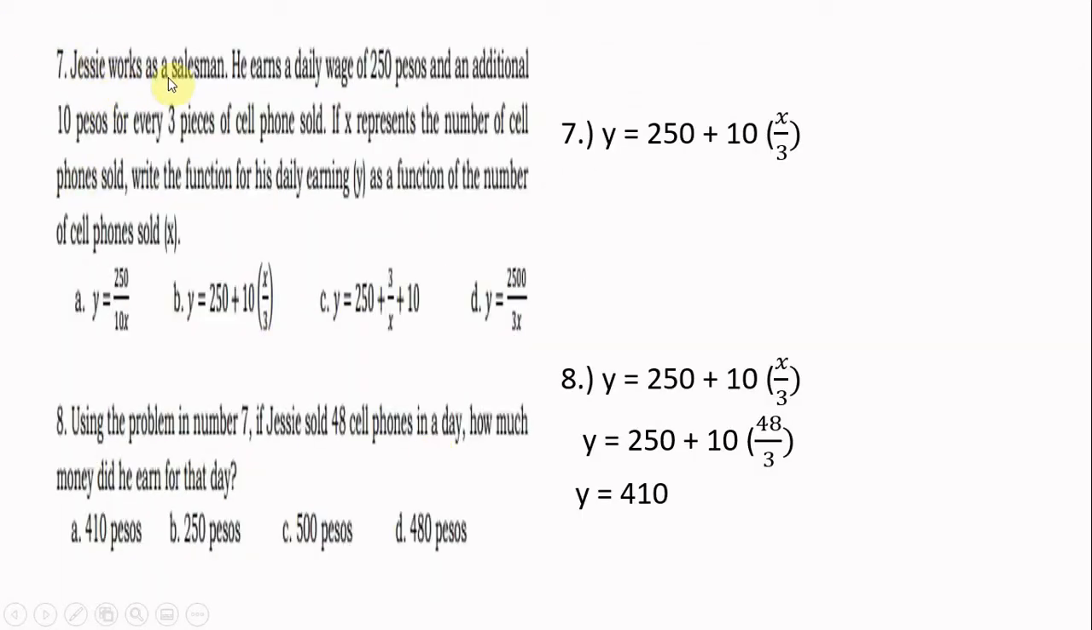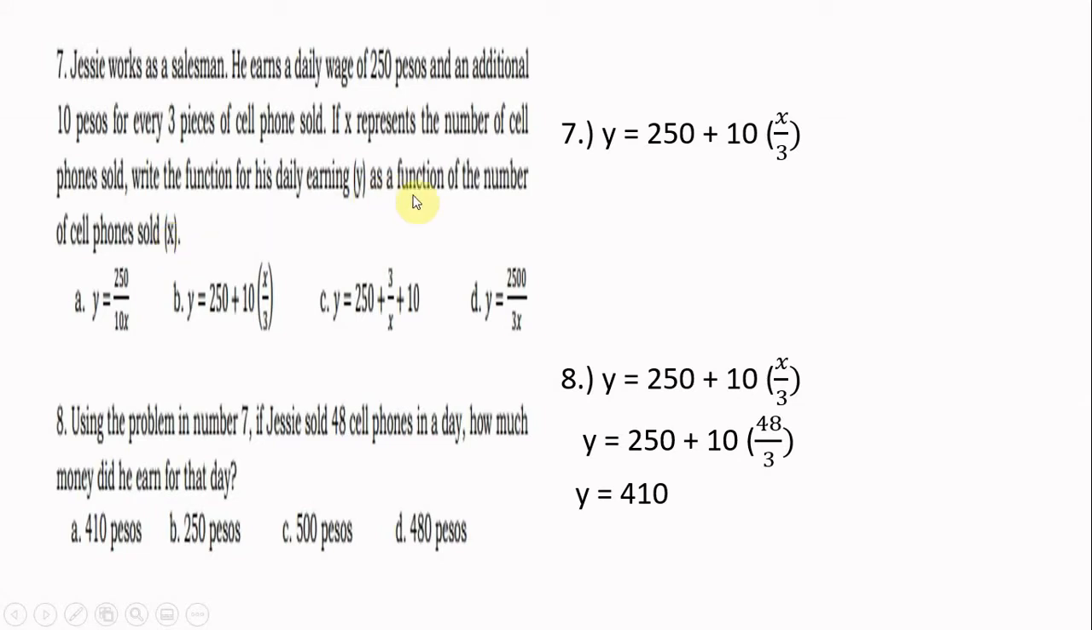Number 7, Jesse works as a salesman. He earns a daily wage of 250 pesos and an addition of 10 pesos for every 3 pieces of cell phone sold. If X represents the number of cell phones sold, write the function for his daily earning, earning Y as a function of the number of cell phones sold X.